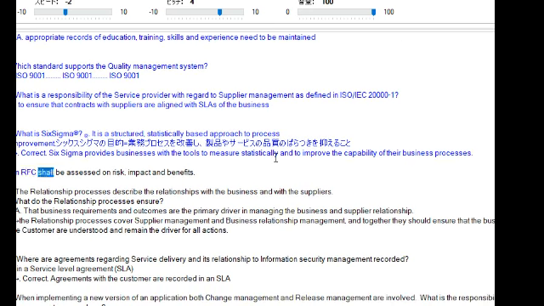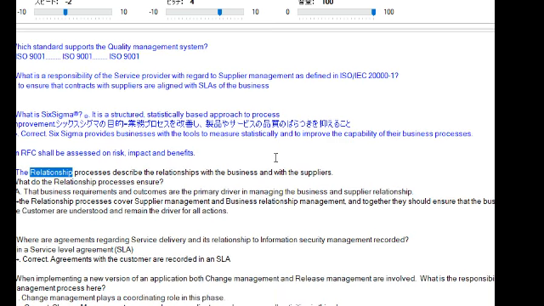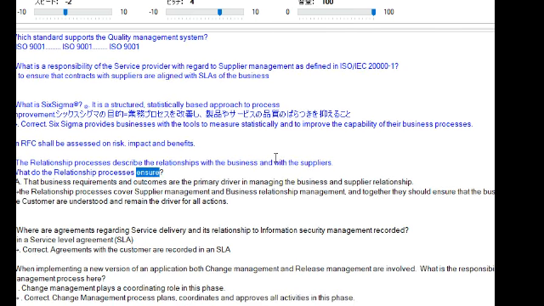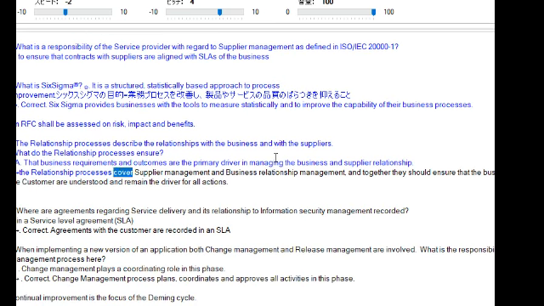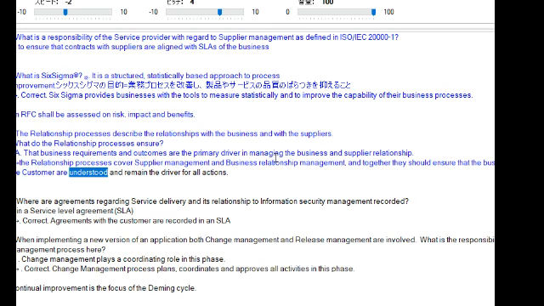An RFC shall be assessed on risk, impact, and benefits. The relationship processes describe the relationships with the business and with the suppliers. What do the relationship processes ensure? A. That business requirements and outcomes are the primary driver in managing the business and supplier relationship. The relationship processes cover supplier management and business relationship management, and together they should ensure that the business needs of the customer are understood and remain the driver for all actions.